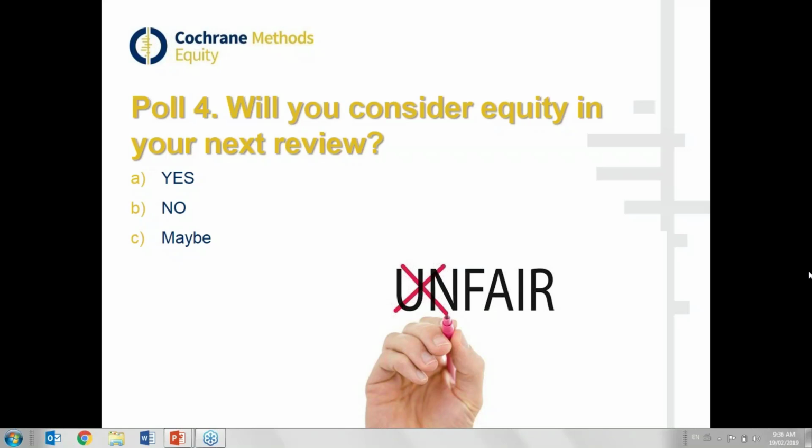Where we see indirectness being more an issue about equity is for review questions that are focused on disadvantaged or historically excluded populations. For example, migrants is one issue that some of us have worked on, where evidence may not come from migrants but other populations, and people might think that there is good reason to rate down for indirectness.